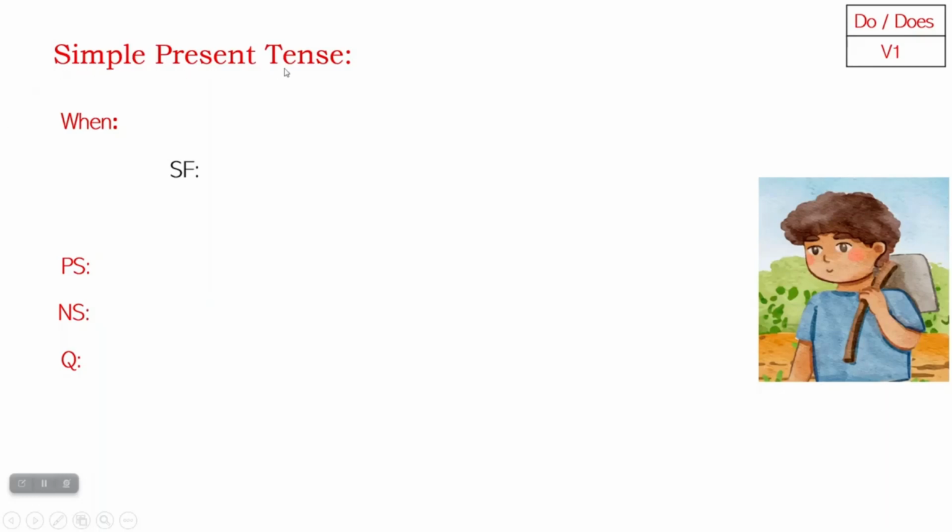Next, simple present tense. Here I am going to explain each tense by showing when we use the tense and how to construct a sentence using verb formation, and I will show you positive and negative sentences and question formation with examples. We use this tense while talking about habits, repeated actions, universal truths, and scheduled events in the future.